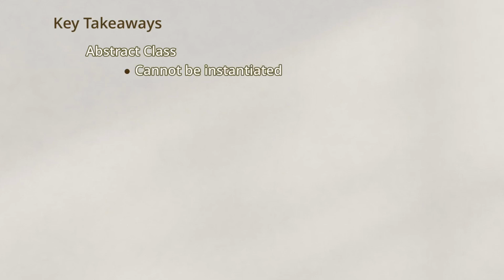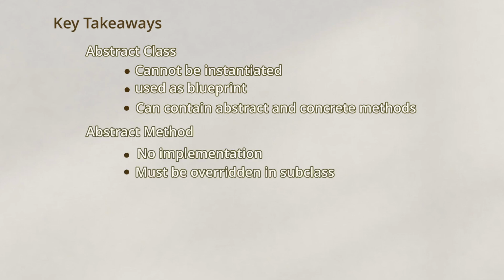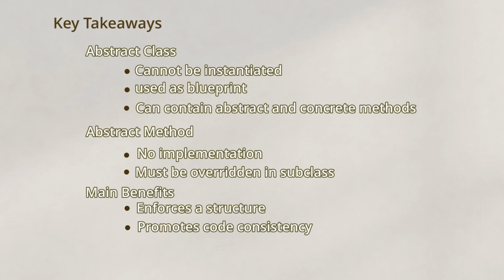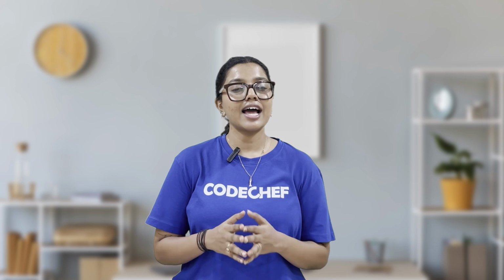So our key takeaway is abstract classes cannot be instantiated. It is used as a blueprint and it can contain abstract and concrete methods. There is no implementation of an abstract method and it must be overridden in subclasses as shown. And our main benefit is that it enforces a structure, it promotes code consistency and supports abstraction. In this video, we learned about abstract classes, what the methods are and how to use them.